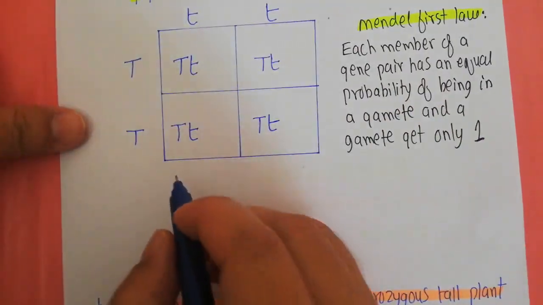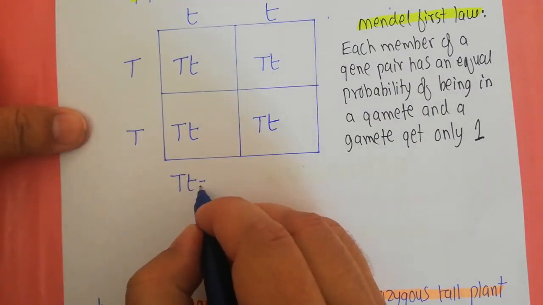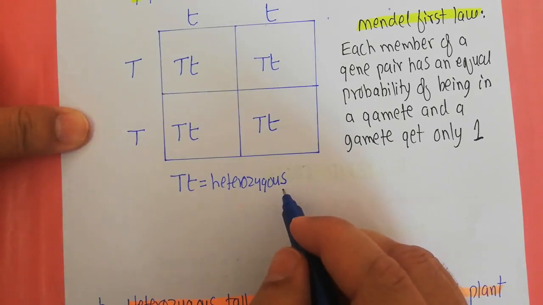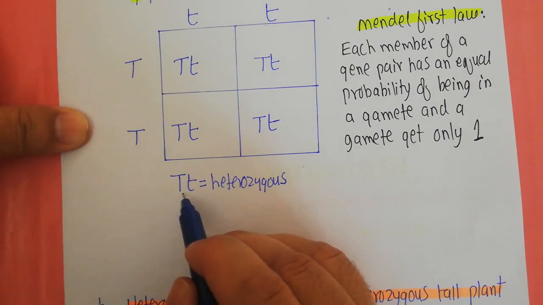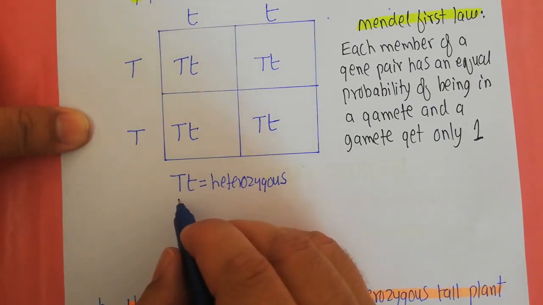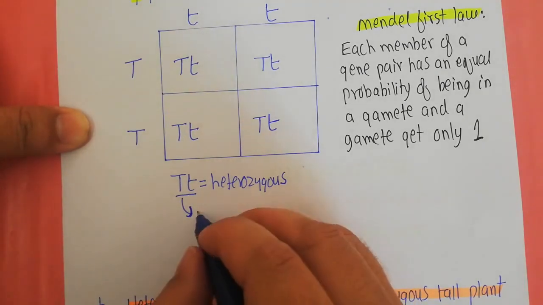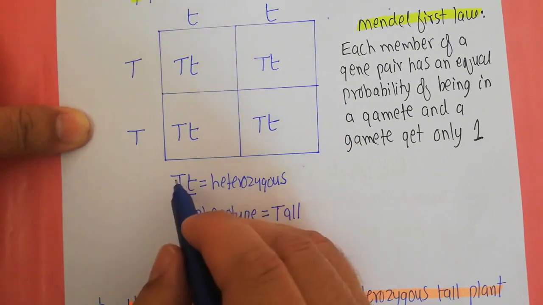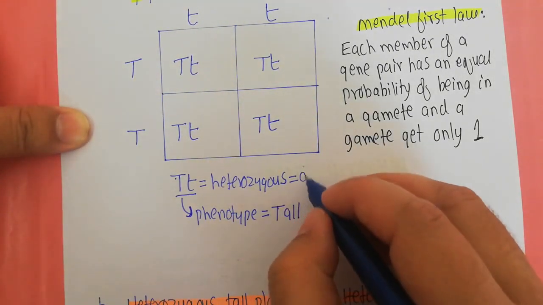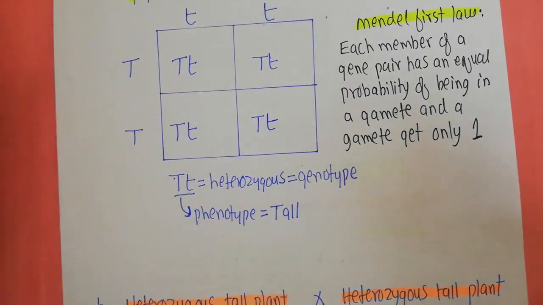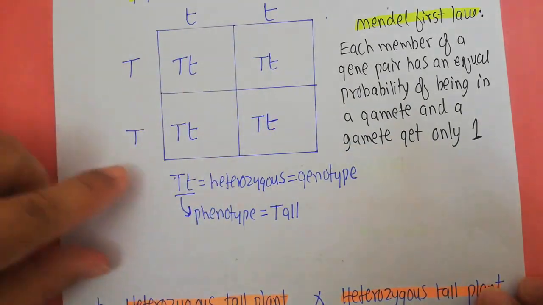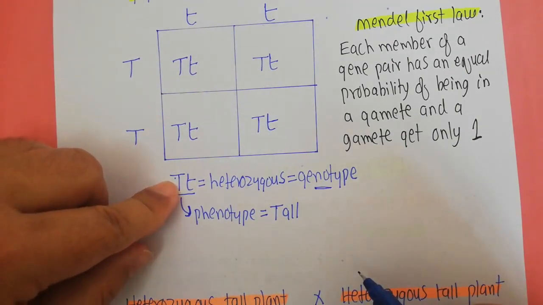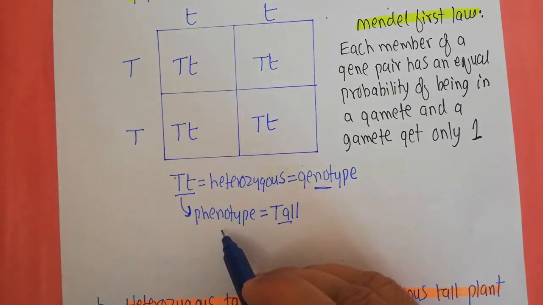Now if you look at this one, this capital T and the small t, this is a heterozygous condition, because both of the gametes are different from each other. Therefore we call that a heterozygous condition. But as the capital T is dominant over the small t, the phenotype of this particular offspring, its observable characteristic, will be tall. And this heterozygous capital T and small t shows you the genotype of this offspring. So as you can see, all of the offspring have the same genotype, capital T small t, but as all of them will be tall, their phenotype will be tall in nature.